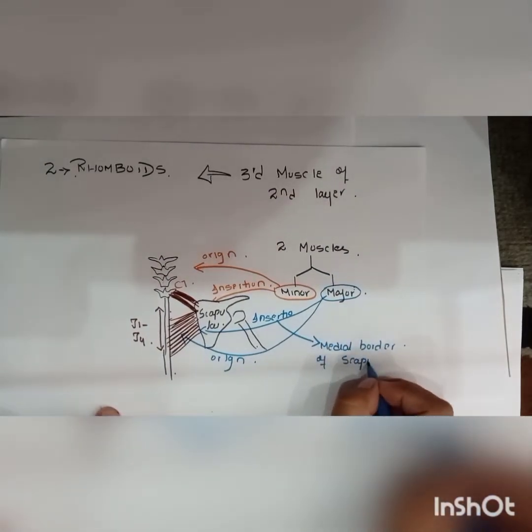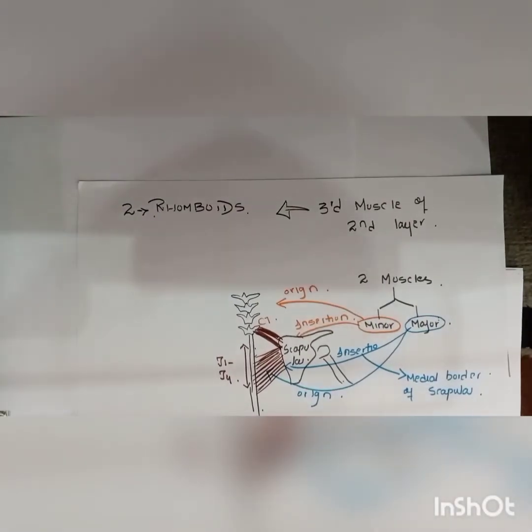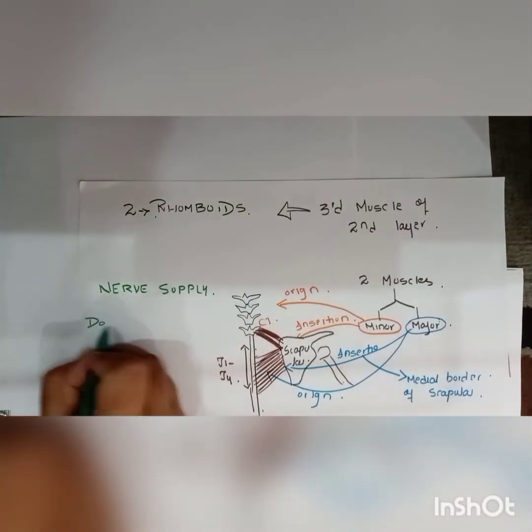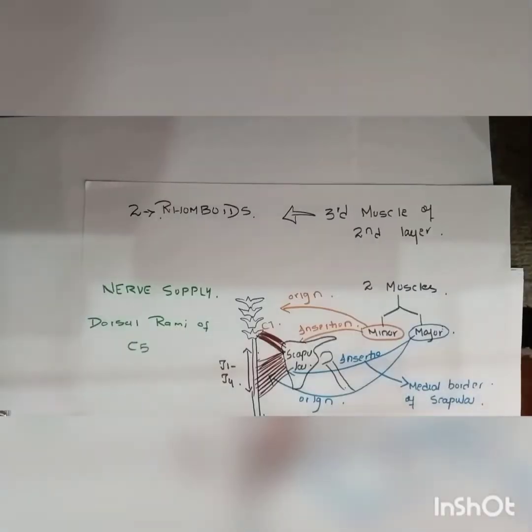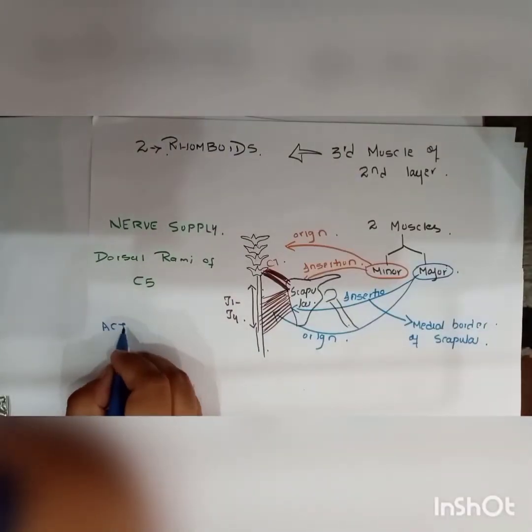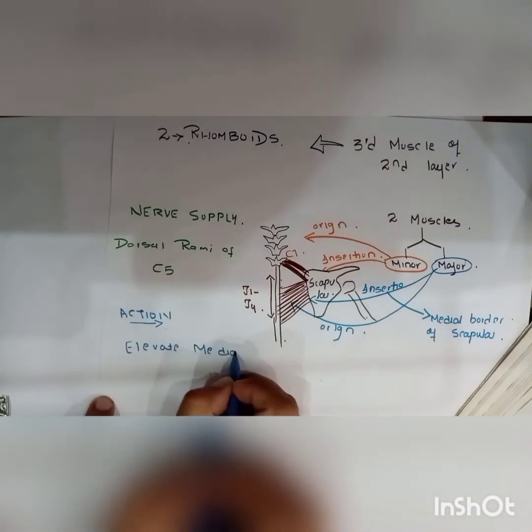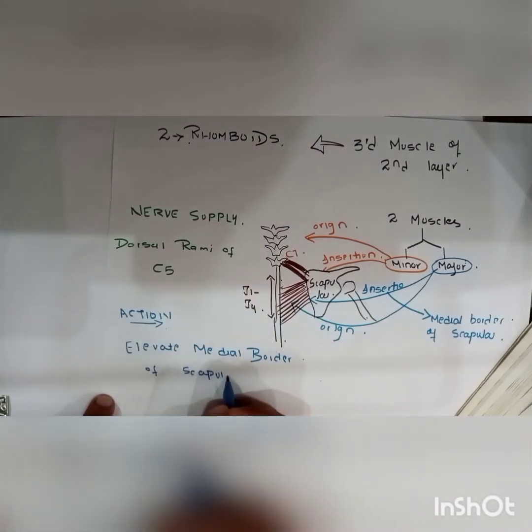Now the question is, what is the nerve supply of this muscle? It gets nerve supply from the dorsal scapular nerve, C4 and C5, and the action of the rhomboid muscle is that it elevates the medial border of the scapula.